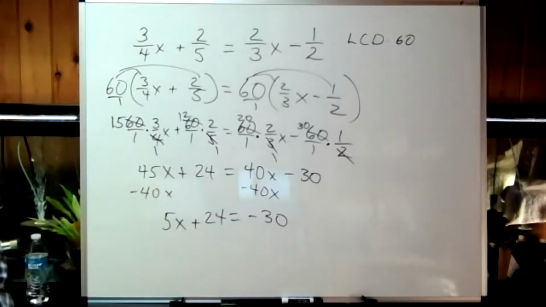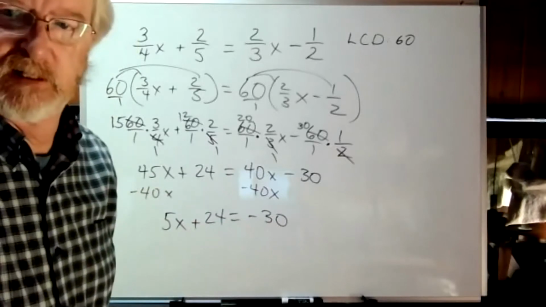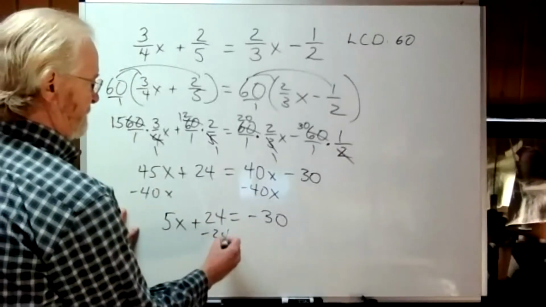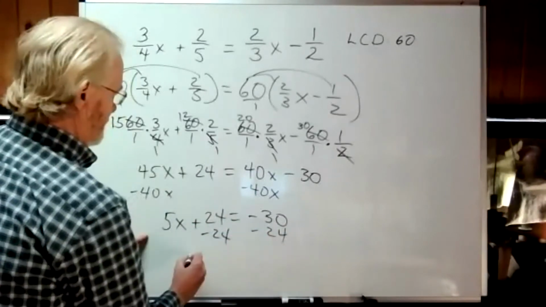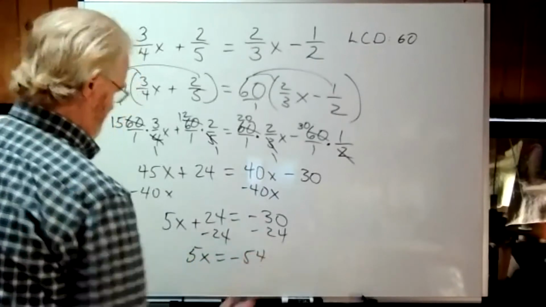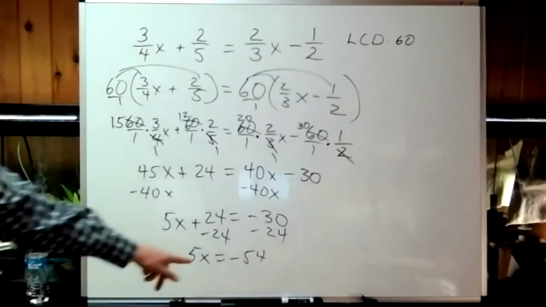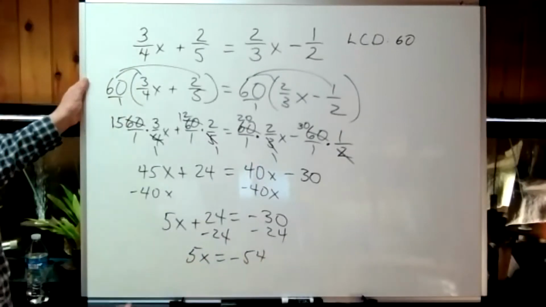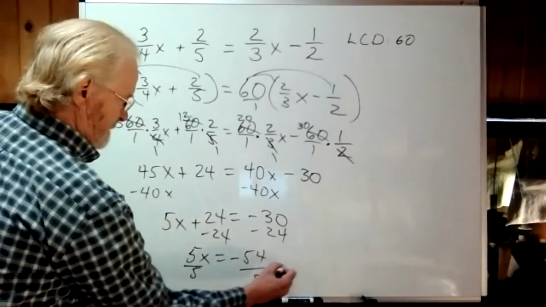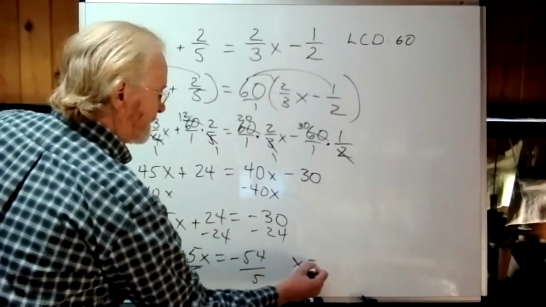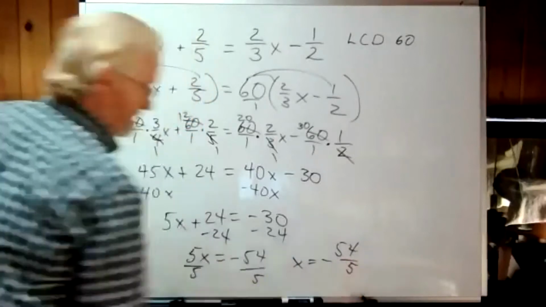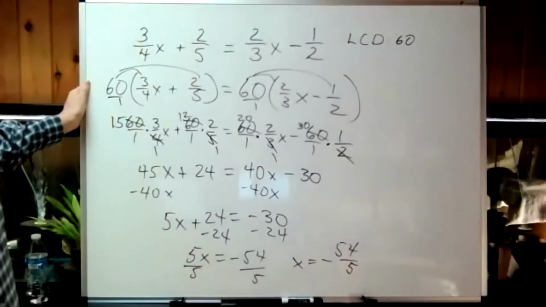Well, I need to get all the x's alone. So I'm going to subtract the 24. 5x equals negative 54. Finally, to figure out the 1x value, dividing by 5. And just writing it over here, x equals negative 54 over 5. Messy fraction. That's what happened.